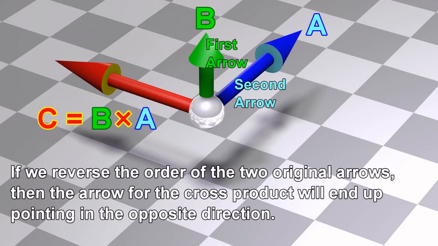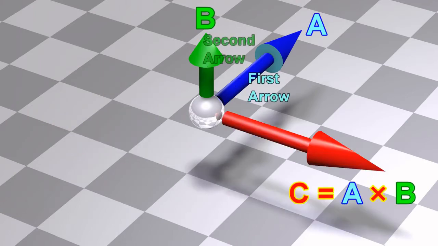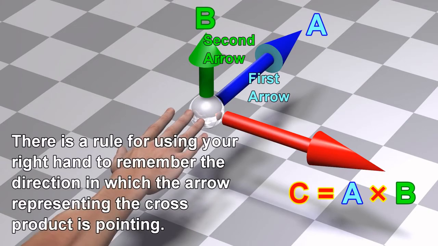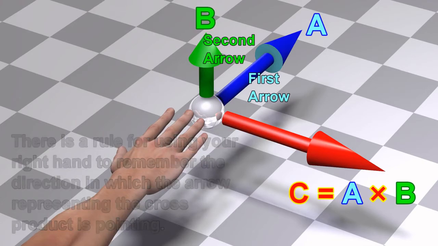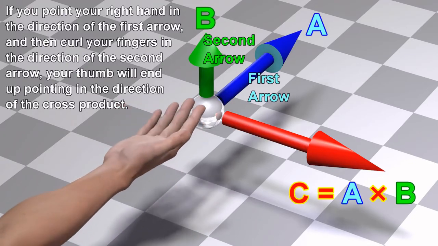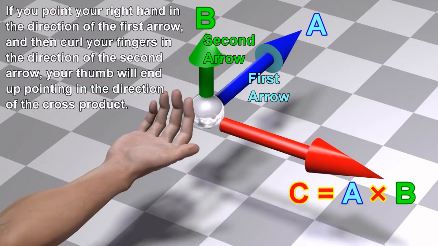If we reverse the order of the two original arrows, then the arrow for the cross product will end up pointing in the opposite direction. There's a rule for using your right hand to remember the direction in which the arrow representing the cross product is pointing. If you point your right hand in the direction of the first arrow, and then curl your fingers in the direction of the second arrow, your thumb will end up pointing in the direction of the cross product.